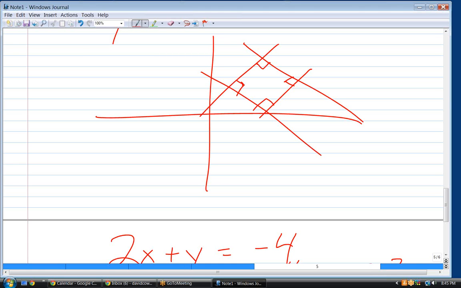And you don't need equal sides. Well, by definition, this side's equal to that side, and this side's equal to this side, but all 4 sides aren't equal to one another. It doesn't have to be a square.